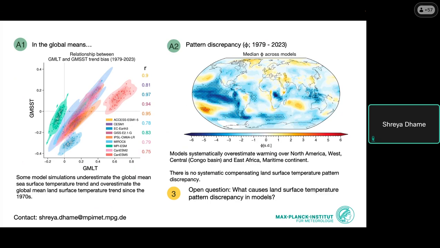And if we look at individual pattern discrepancy maps across models, there are some regionally compensating errors, but overall there is no land versus ocean compensation in surface temperature trends. And so some of the questions that we're asking now is, how much can we trust observations, especially over tropical land areas where models also show the largest variance in the pattern discrepancy, which is not something I show here, but is on my poster.